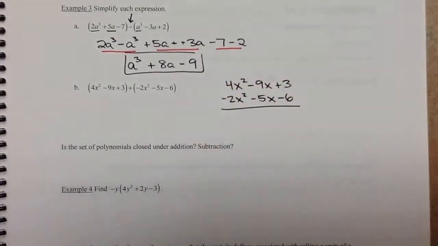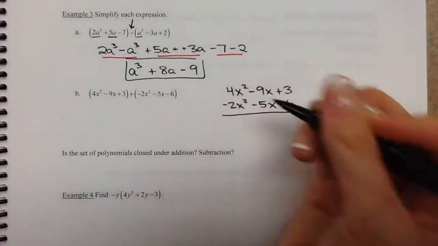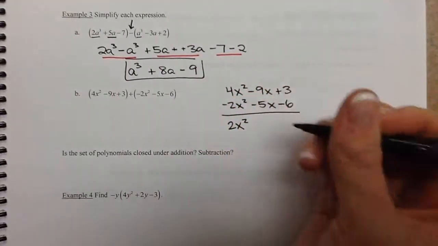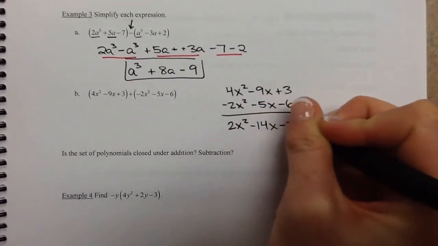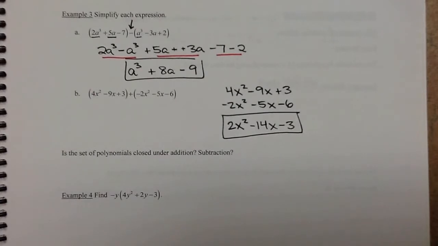And then the combining like terms is really easy because they're all lined up right on top of each other. So combine these up, and I would have a 2x squared. Combine these up for a negative 14x, and then combine these up for a negative 3. So 2 different methods, whichever one clicks with you, great, do that one.